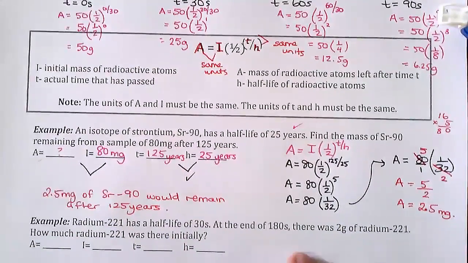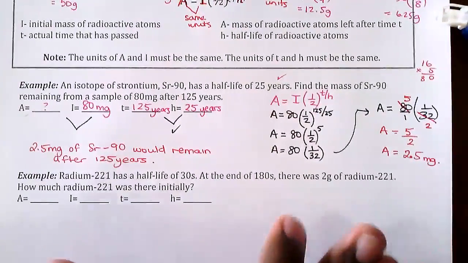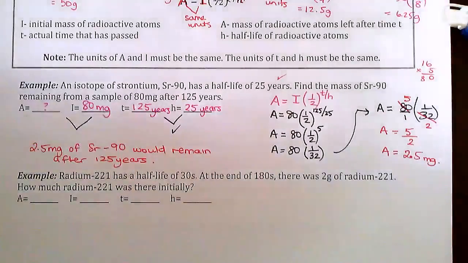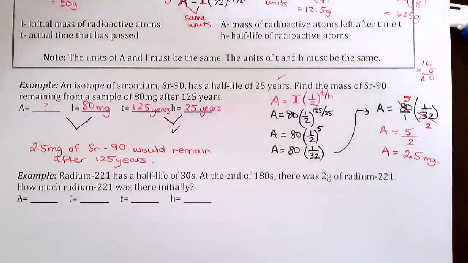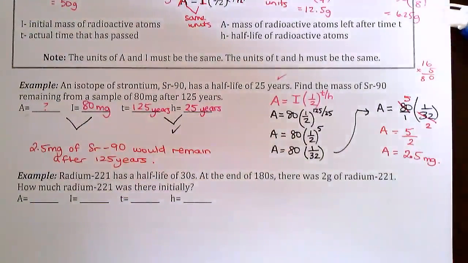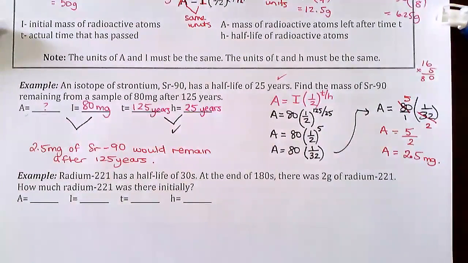Okay, let's try the next question. Radium-221 has a half-life of 30 seconds. So we've seen radium-221 already. At the end of 180 seconds, there were 2 grams of radium-221. How much radium-221 was there initially?